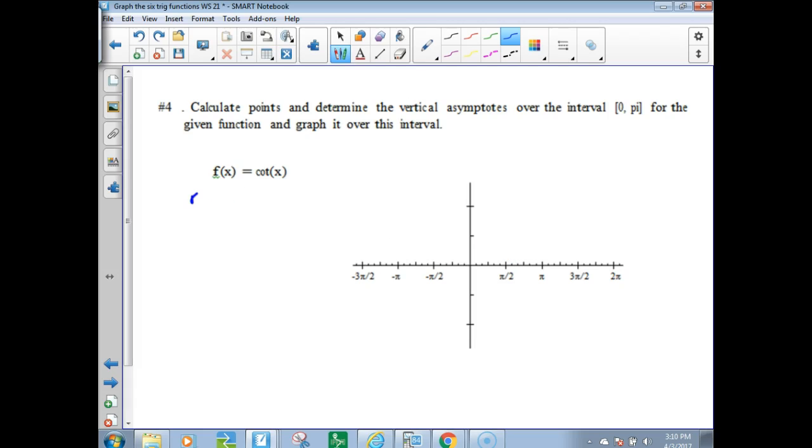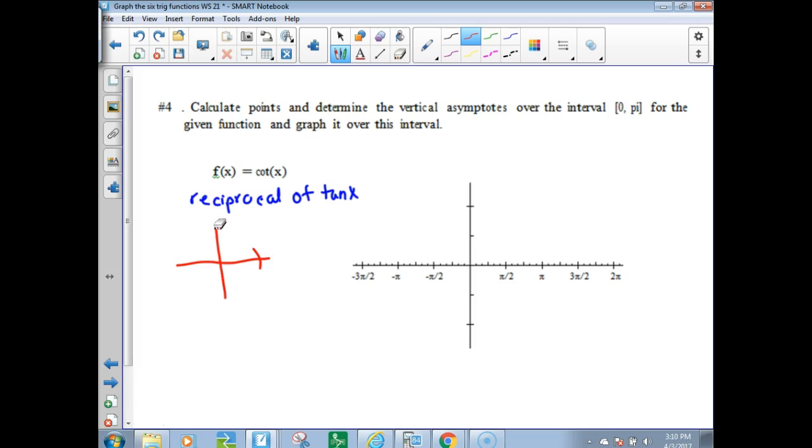If the cotangent is the reciprocal of the tangent, then wherever the tangent was undefined, the cotangent won't be, and wherever the tangent was 0, the cotangent will be undefined. So the tangent had an asymptote right here and here. So that's going to move over. The cotangent's going to have its asymptotes, and I'll explain that.